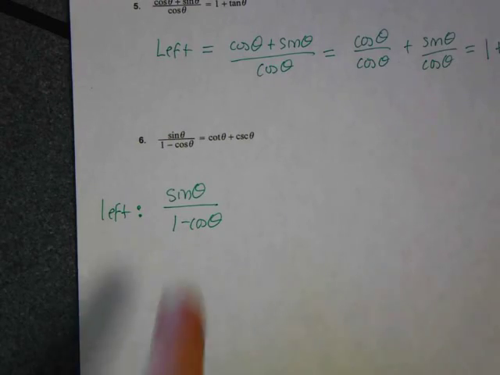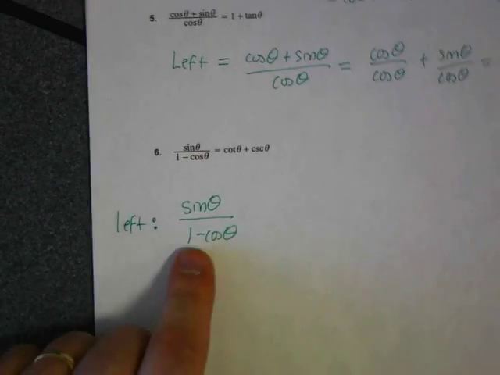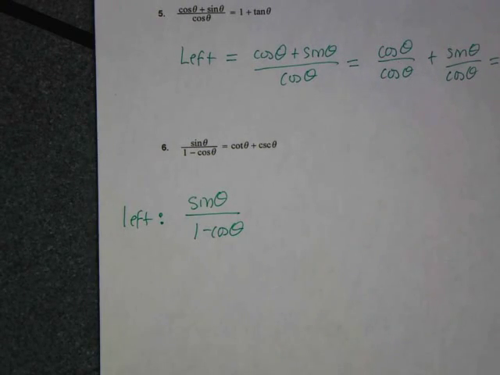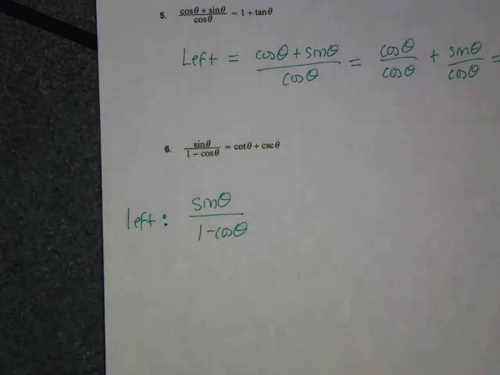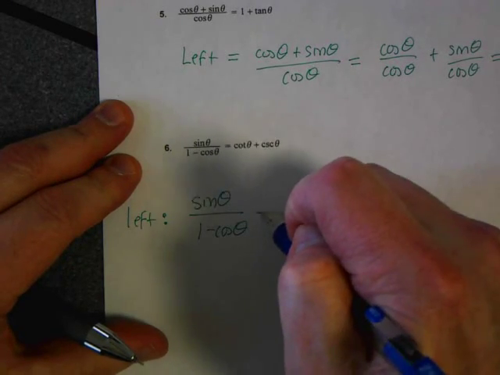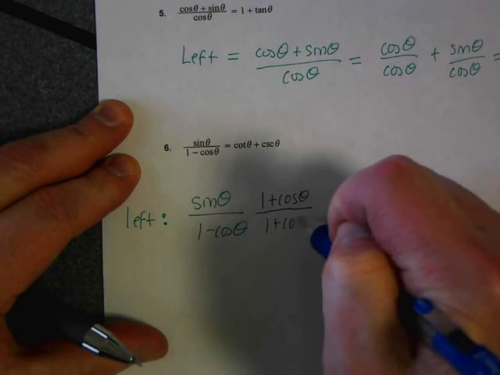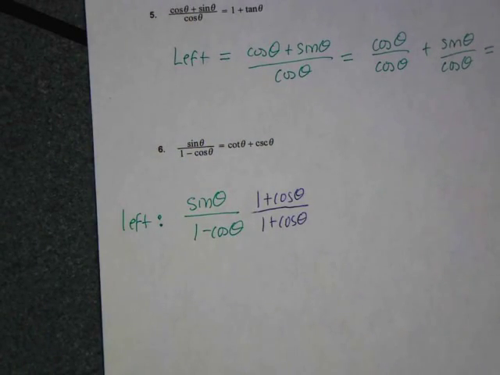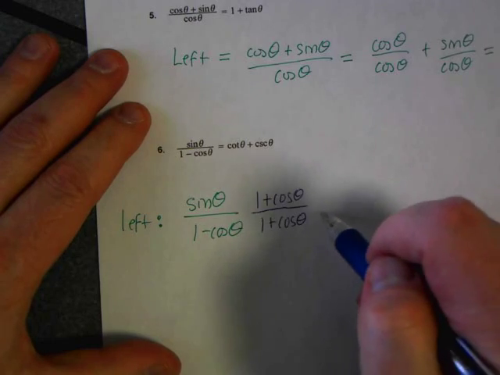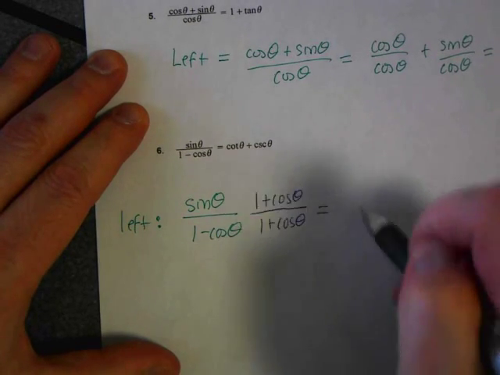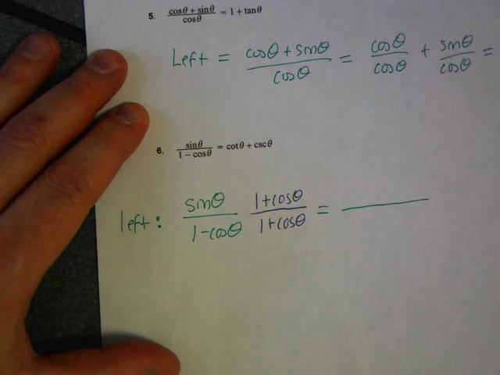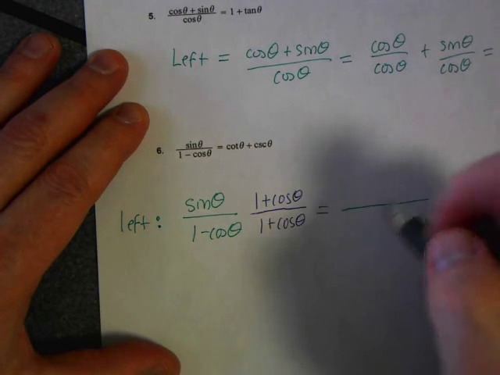Can I split this one like I did the previous two? No, you can't split on a denominator, unfortunately. What you're going to do, if you see a 1 minus cosine, you're almost always going to want to multiply top and bottom by 1 plus cosine. Conversely, if I saw a 1 plus cosine, I almost always want to multiply top and bottom by a 1 minus cosine. Why? Well, what do you get down on bottom when you FOIL that out? You get sine squared. Excellent.